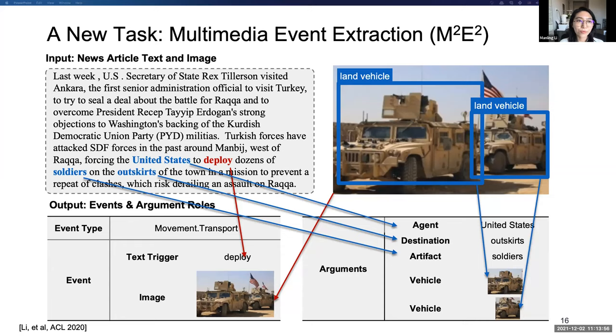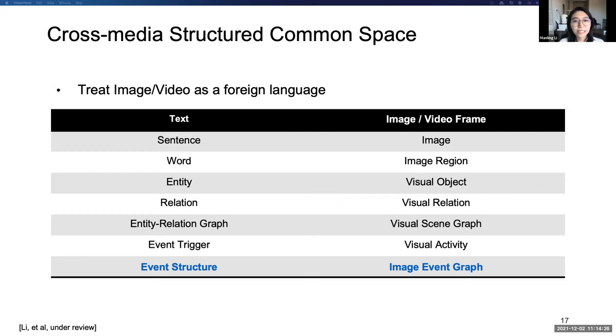As a result, we propose a new task called multimedia event extraction. The input will contain two modalities, like the news articles and the images. And the output should be merged from two modalities, like this event. It not only has a trigger from the text side, deploy, but also has the image as the trigger of the event. And arguments also come from two modalities. Like from the text side, we can get the agent and destination, but from the image side, we can get the vehicle. So the key challenge of this task is to project this information into a common space and build the connections between text and images.